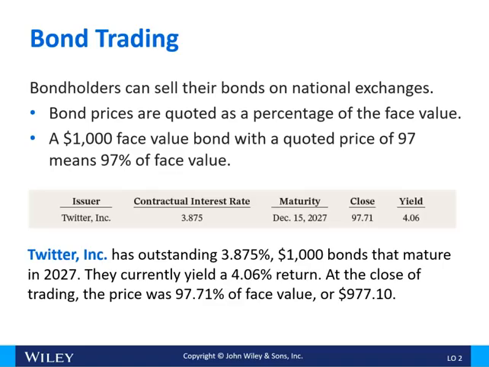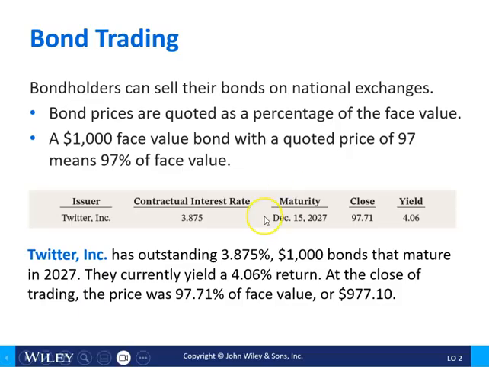Bondholders can sell their bonds on national exchanges. The bond prices are quoted as a percentage of the face value. So a $1,000 face value bond with a quoted price of 97 means 97% of face value.